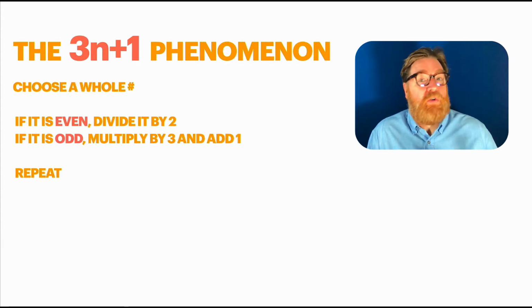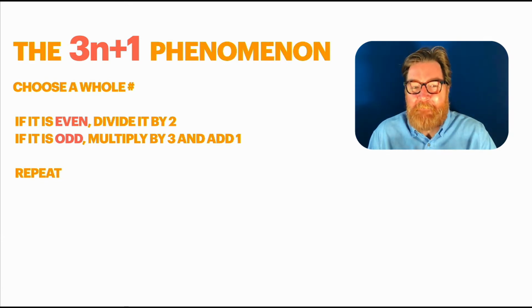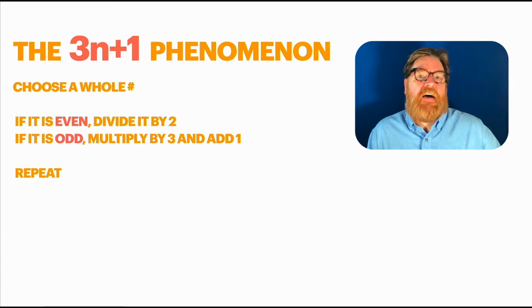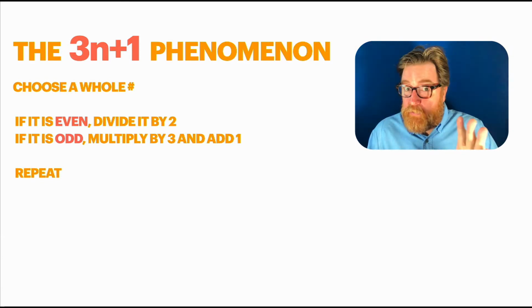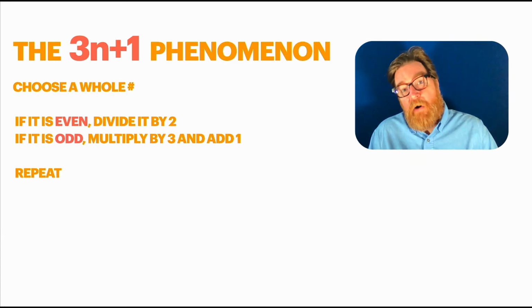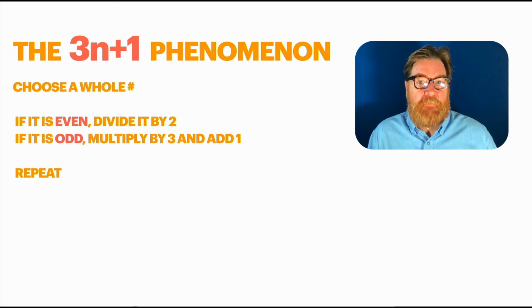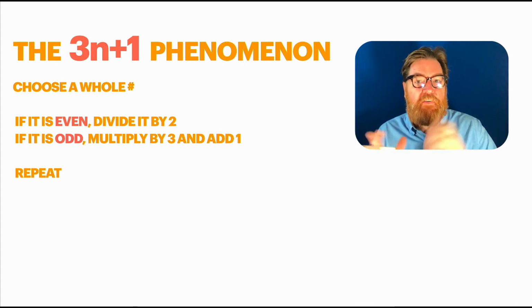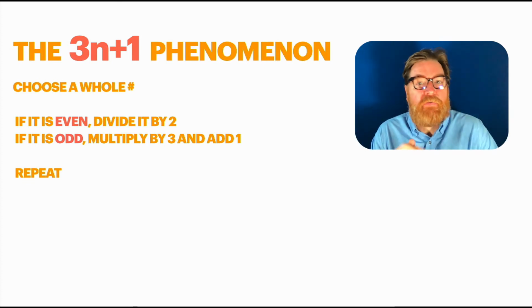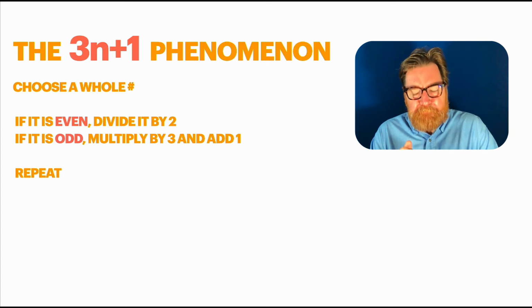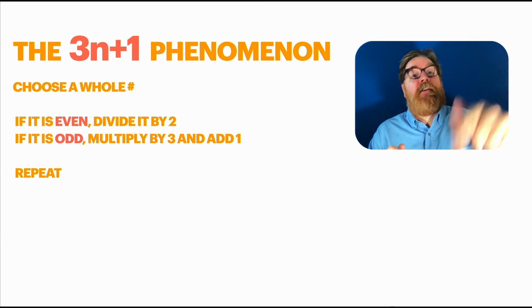What you do is you choose a whole number. Pick a whole number, any whole number. If the number you picked is even, you immediately divide it by 2. But if it's odd, you don't do that. You instead multiply by 3. Whatever you get, you add 1 to it. All right? So two different moves depending on what kind of number you pick. Well, whatever you get after doing those moves, you take the new number and you just repeat it.